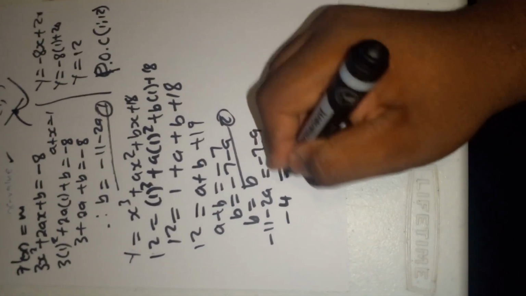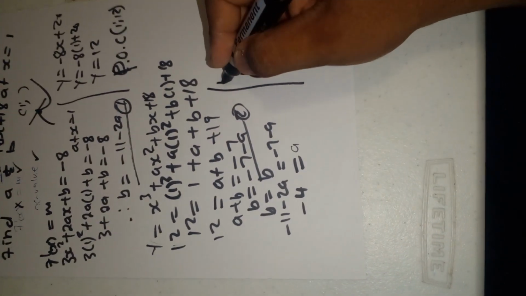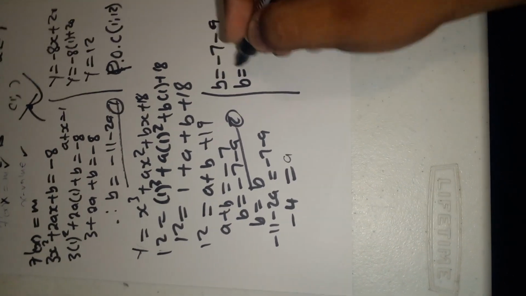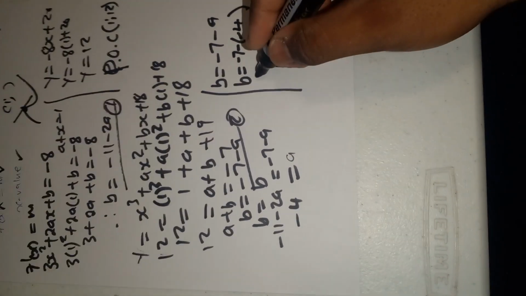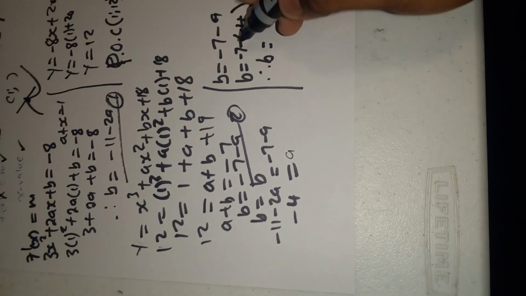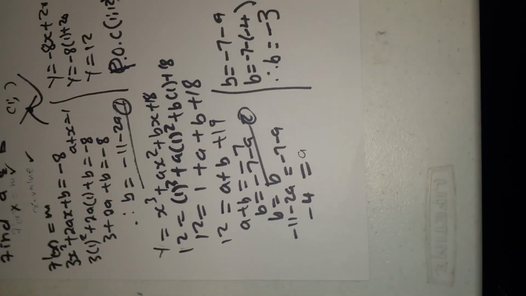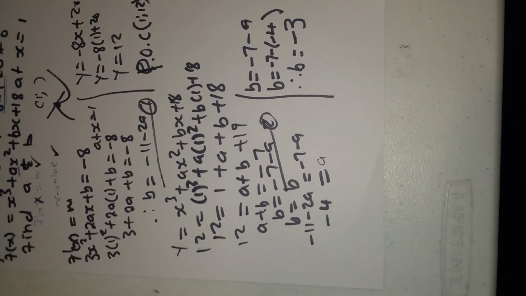Can you see it? And then now for b, I'm going to choose between the two equations. It's going to be b is equal to negative 7 minus a. Now it's going to be b is equal to negative 7 minus negative 4. So therefore, my b is going to be equal to negative 7 plus 4. It is equal to negative 3. That is how you deal with the equation of a tangent, looking for the values of a and b. Did you see how we did it, guys? It was just fine and easy there.